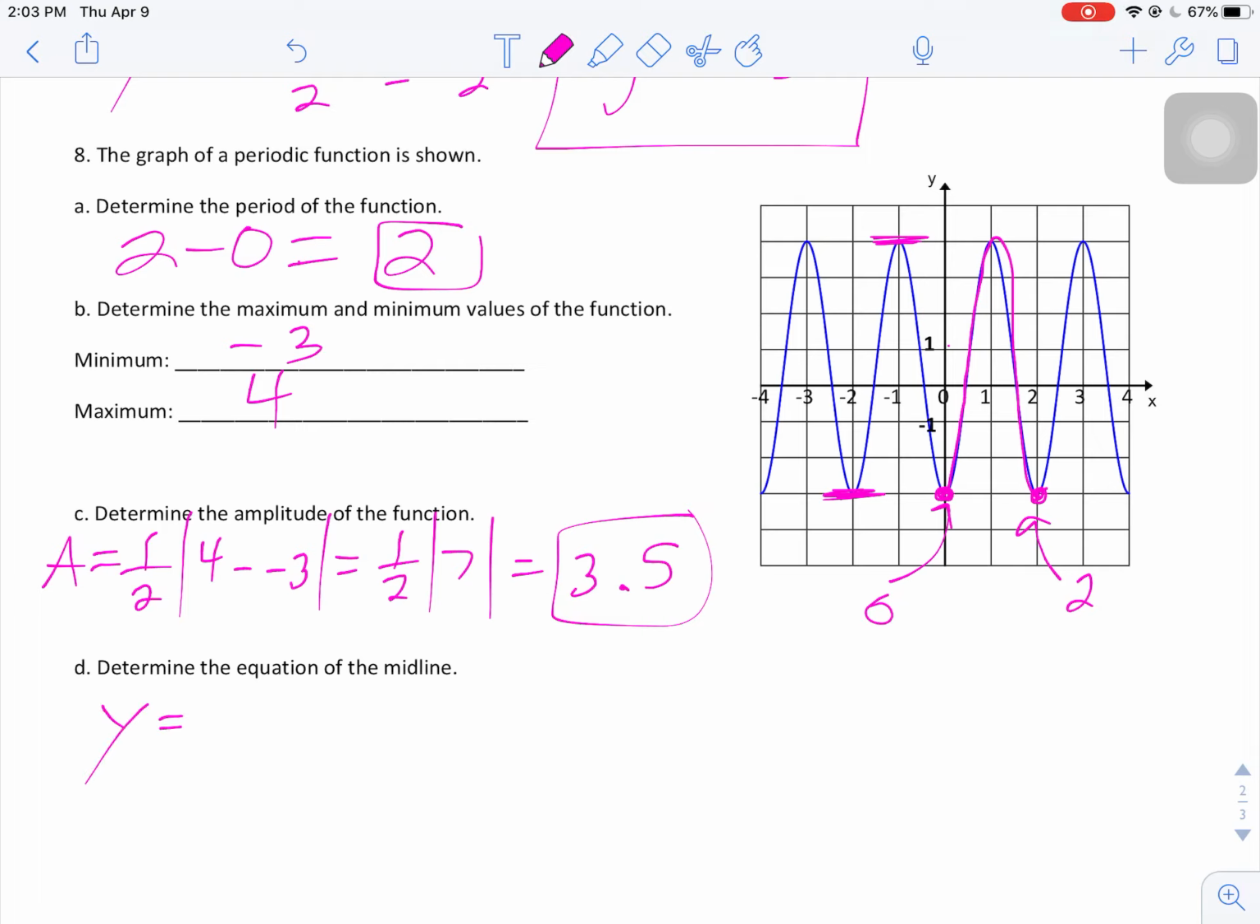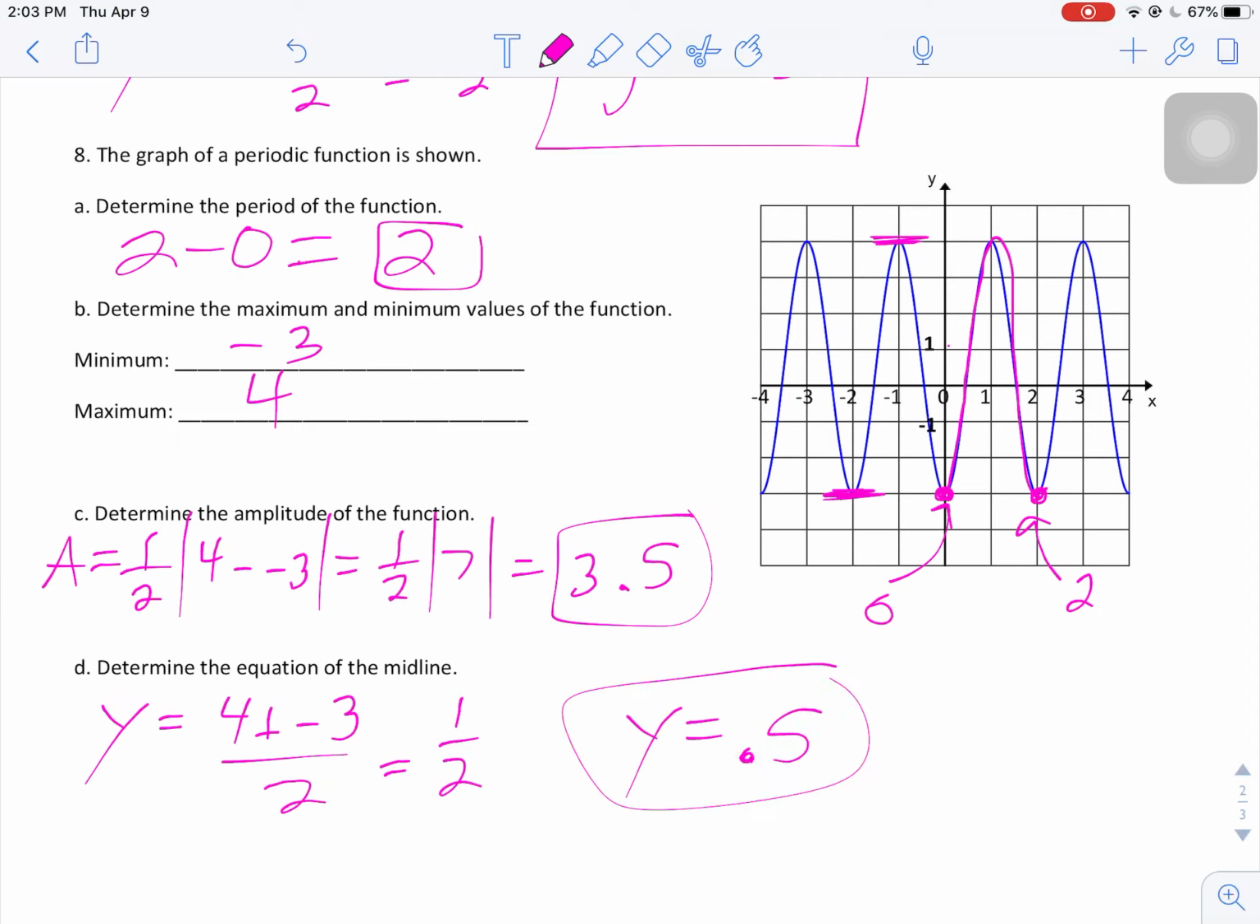And then our midline is y equals the maximum plus the minimum divided by 2. So y equals 1/2 or y equals 0.5. Either one is fine. So visually, here's my midline at y equals 1/2. It's 3.5 units to get up to the top from the midline, and then 3.5 units to get down to the bottom from the midline.